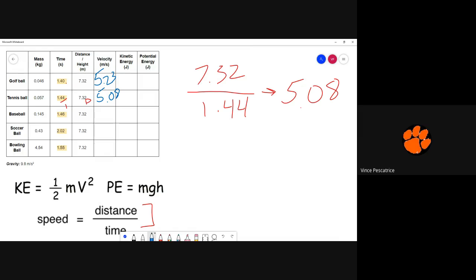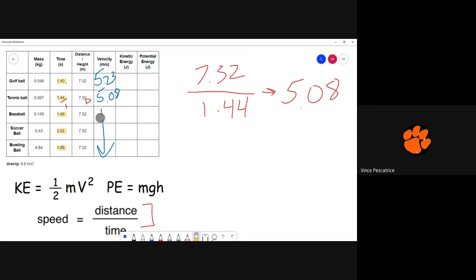You're going to do that the whole way down. The distance divided by the time. The distance divided by the time. And that will fill out all of these. You need to have those done in order to do the kinetic energy. If you don't do these velocities, then kinetic energy will not be possible.